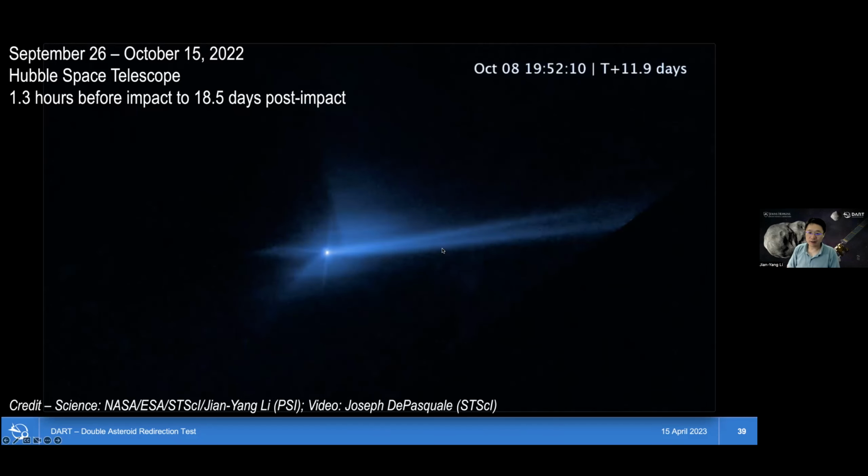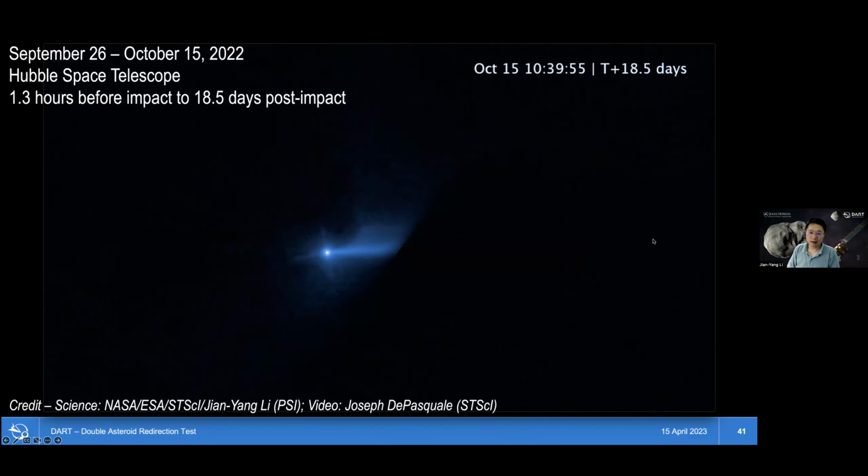And then in these few frames, it's very interesting because there are two tails. We don't know why there are two tails yet. We're still trying to understand. We have a few hypotheses to explain it, but we're still at a very early stage to say why there are two tails. And then by the final frame, basically all the ejecta around Didymos and Dimorphos have dissipated. Most of them are pushed by solar radiation pressure towards the tail. So that's the end of the Hubble observations.